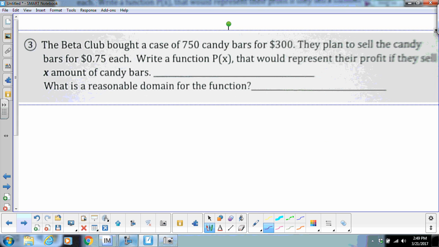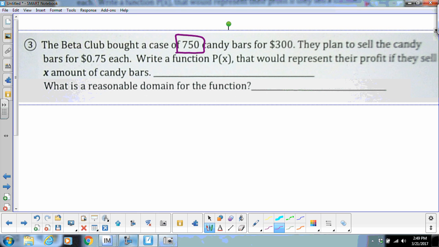All right, today we started talking about domain and range and function word problems. Okay, so number 3 says the Beta Club bought a case of 750 candy bars for $300. This means that it was 750 that they bought and it cost them $300. They plan to sell the candy bars for 75 cents each, and they want you to write a function p of x that would represent their profit if they sell x amount of candy bars.